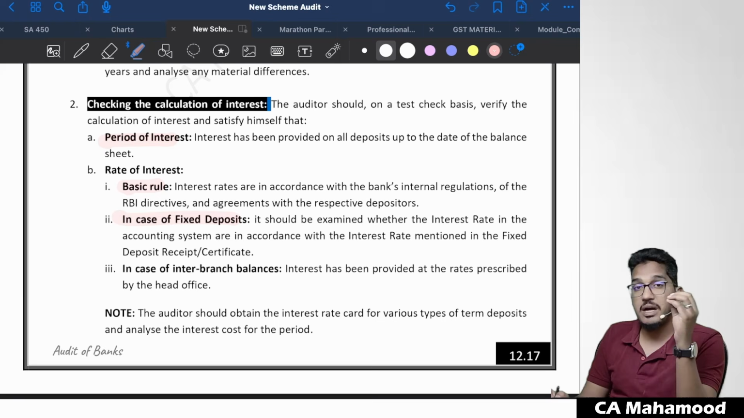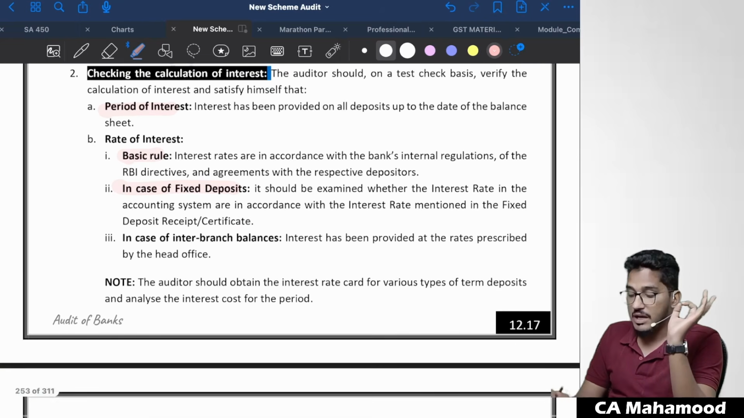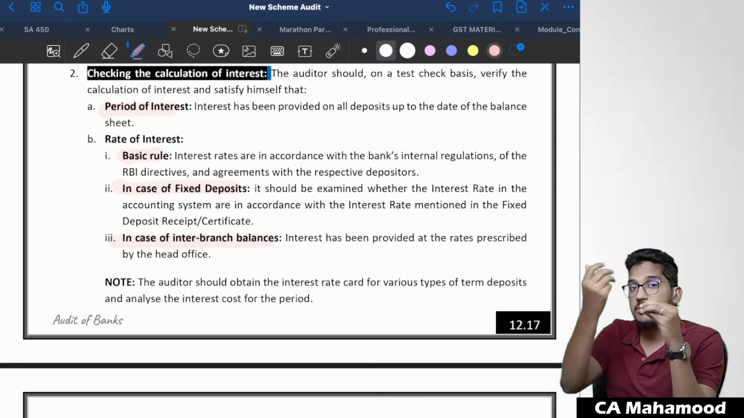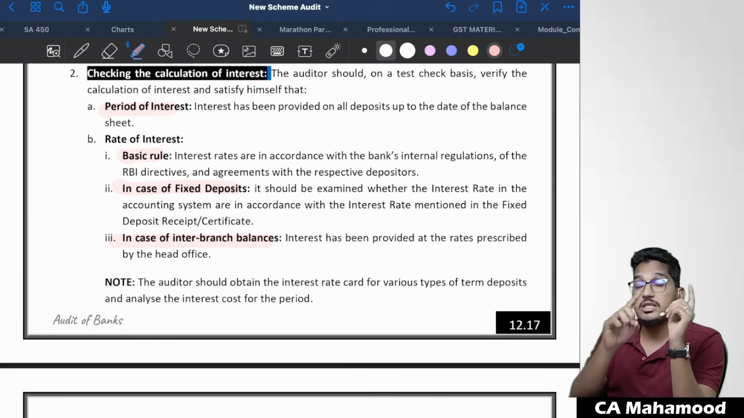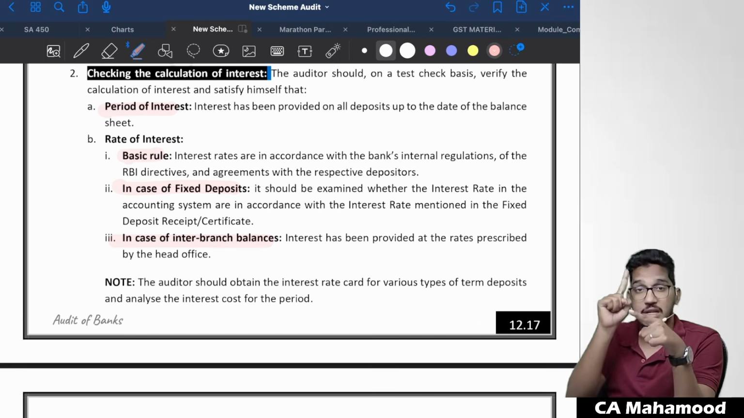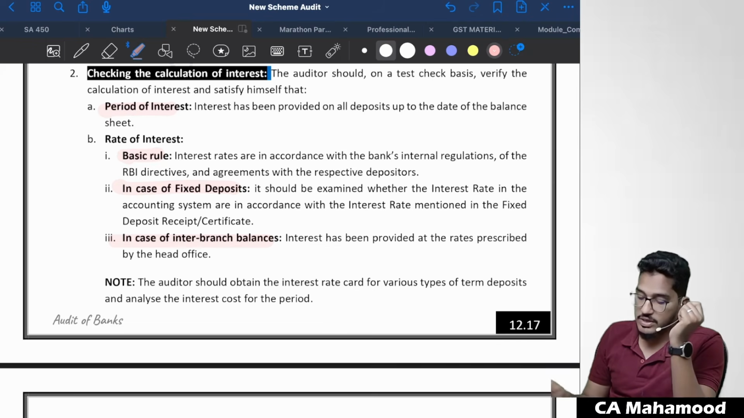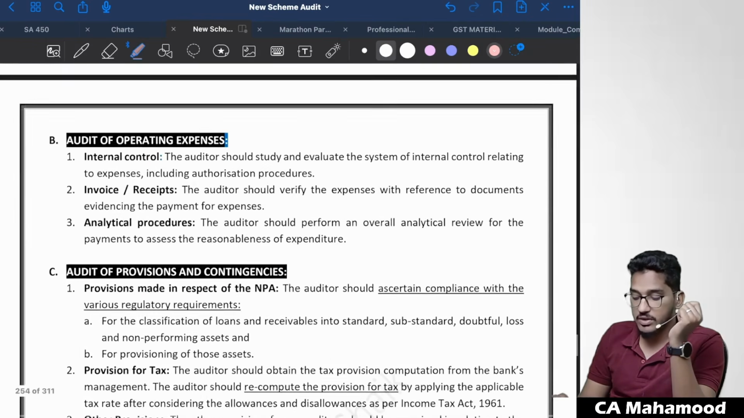In case of fixed deposit, the banker will give you a fixed deposit certificate. On that certificate, the rate of interest will also be mentioned. You have to take a sample of fixed deposits and check that interest has been paid as per the rate prescribed in the fixed deposit certificate. Also, in case of inter-branch balances, sometimes funds transfer will happen. The SBI branch of Hyderabad may give funds to the SBI branch of Mumbai. This we call inter-branch balances. Even on the inter-branch balances, interest will be charged as decided by the head office. Clear? So these are the few basic things which we need to check regarding interest.